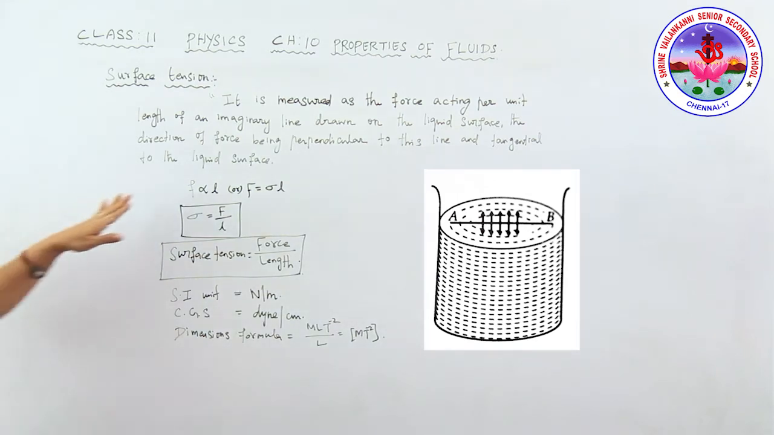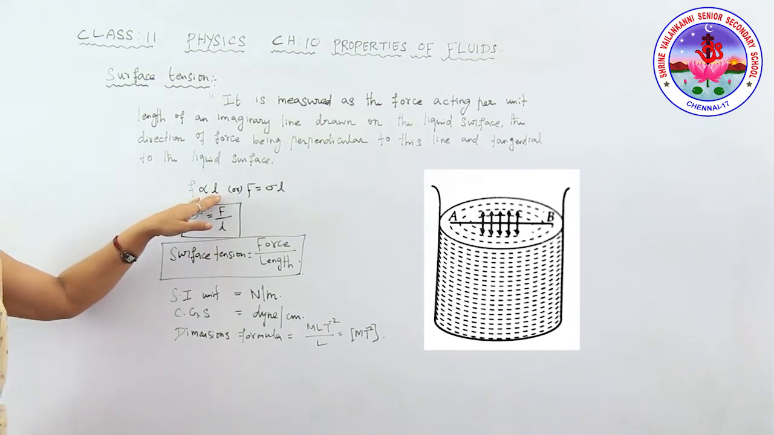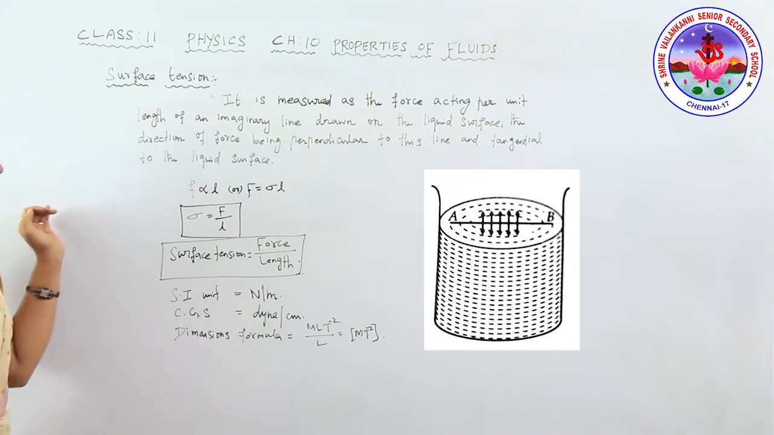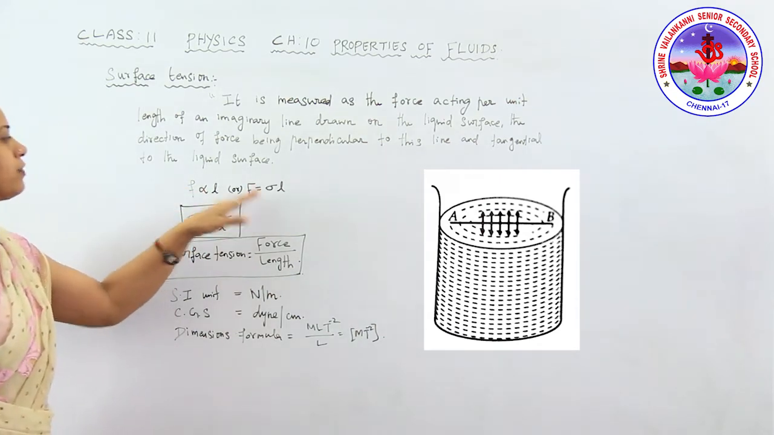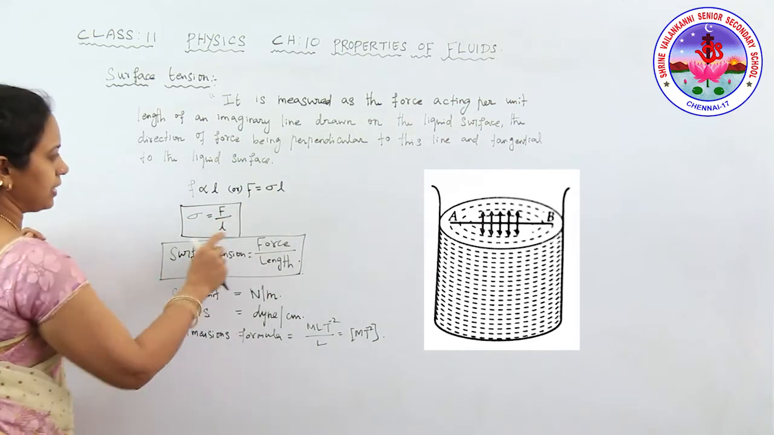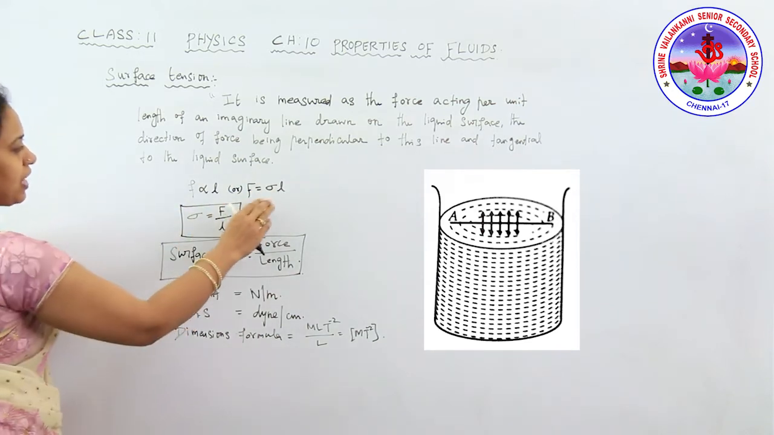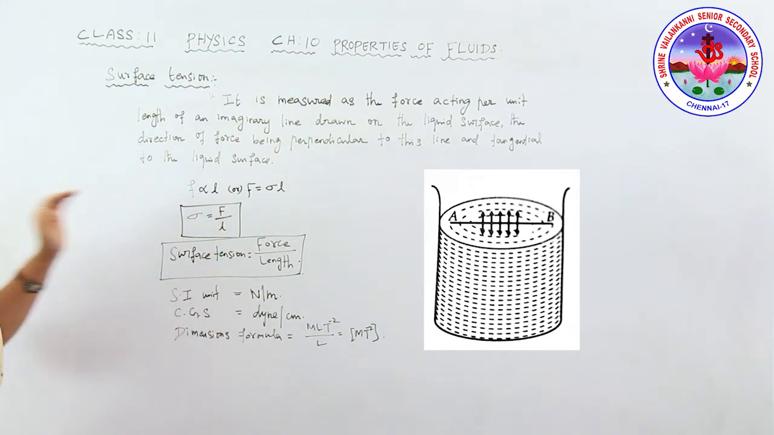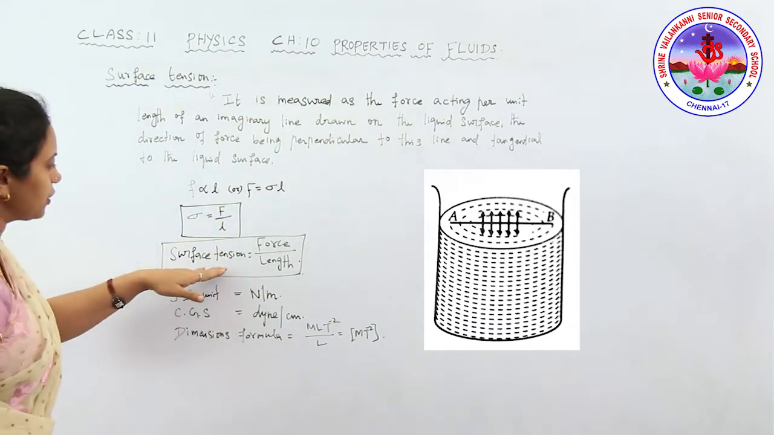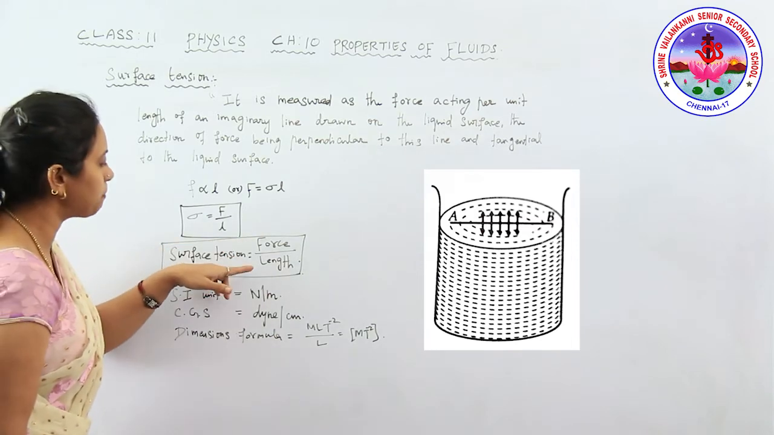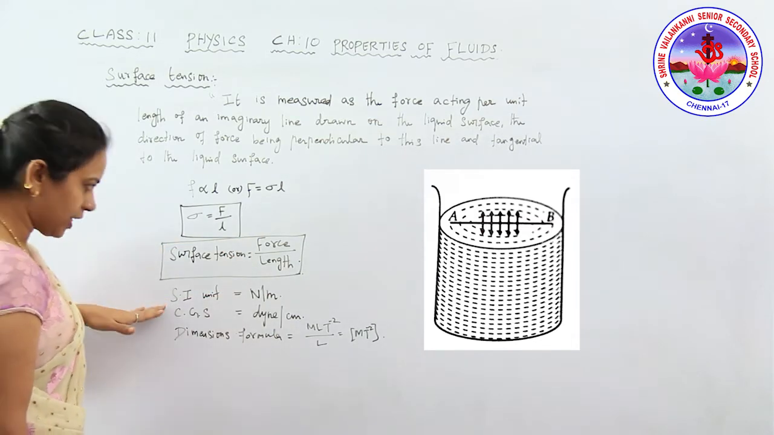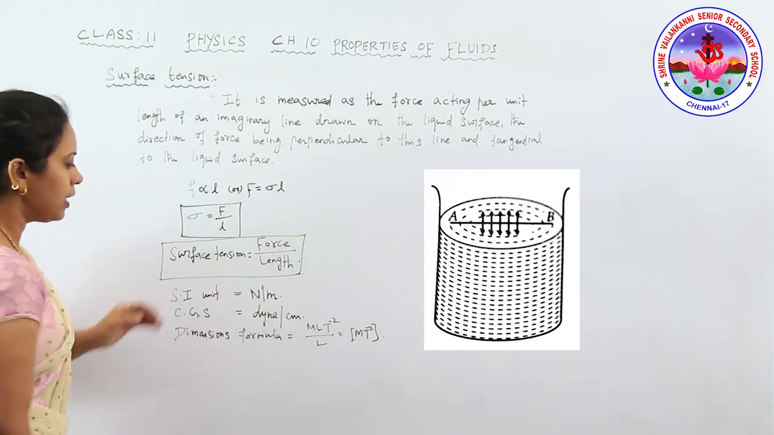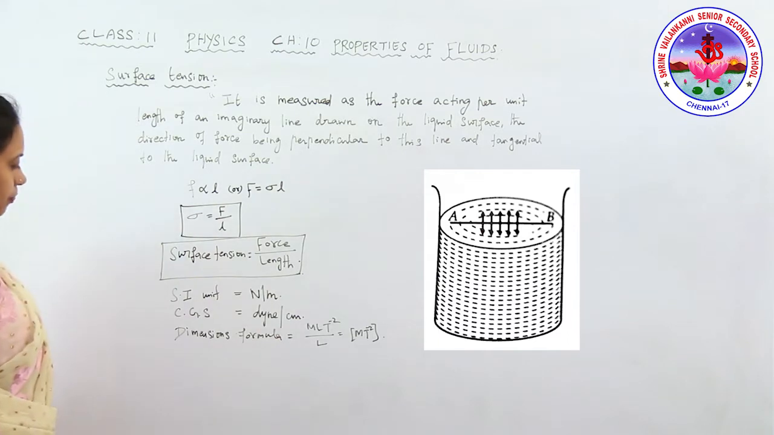Then we can say F is directly proportional to L, the length. The force is directly proportional to length, or we can write the force is equal to sigma L. Sigma is the proportionality constant, the surface tension. So sigma is equal to F by L. So the surface tension is force per length. The SI unit of surface tension is Newton per meter. The CGS unit is dyne per centimeter.